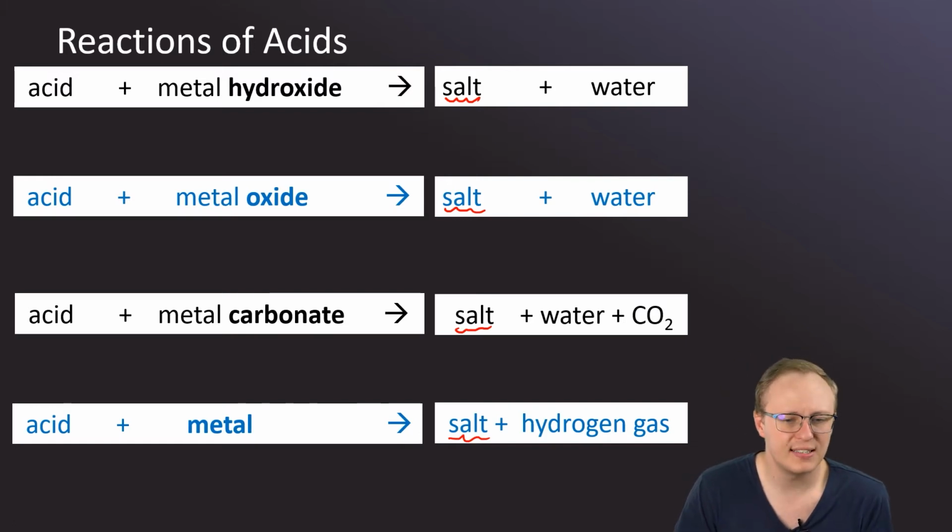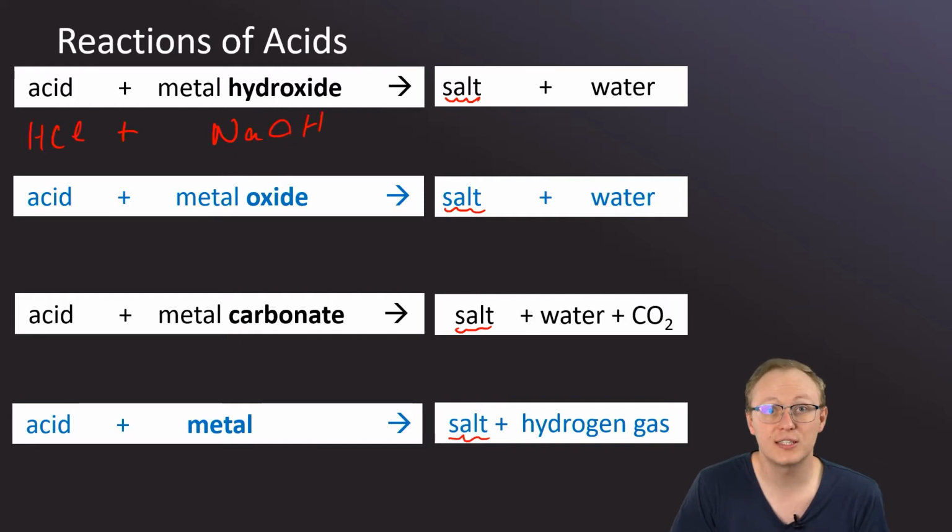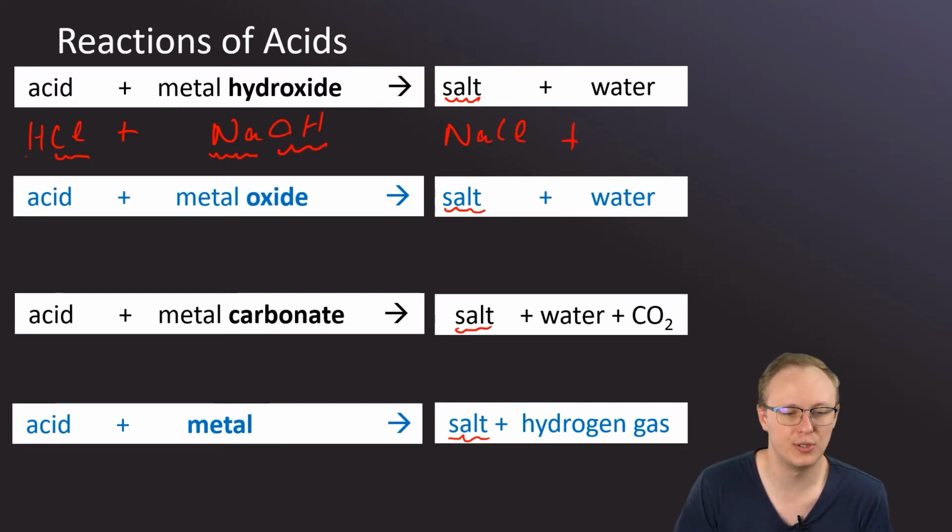So let's say, for example, we've got hydrochloric acid and that reacts with sodium hydroxide. The salt that's going to be formed is always going to be the cation from the base and the anion from the acid. So this is going to give us sodium chloride, and then this hydroxide joins with this hydrogen ion in order to give us the water.